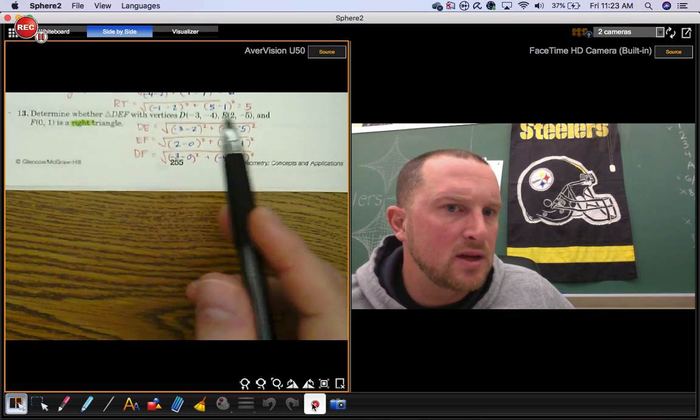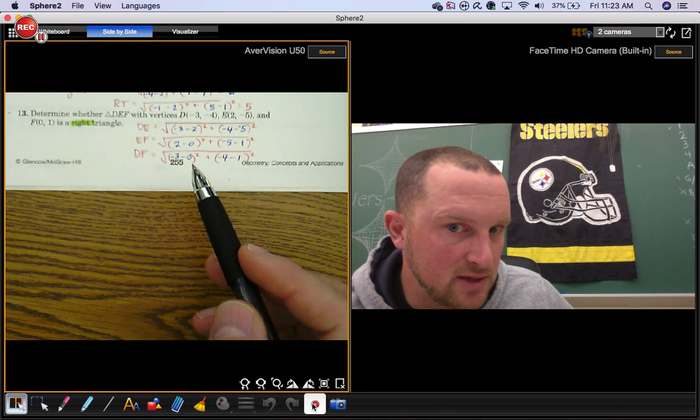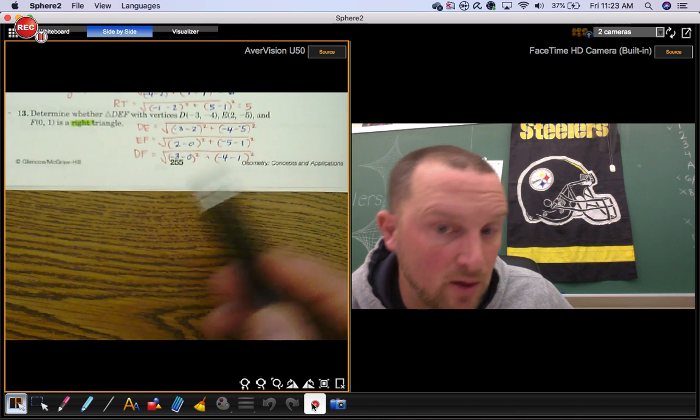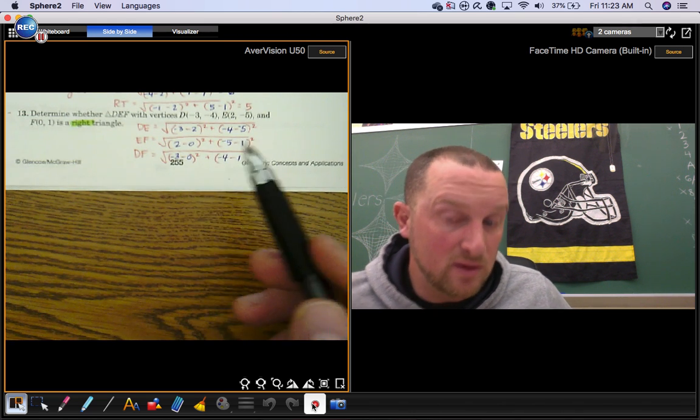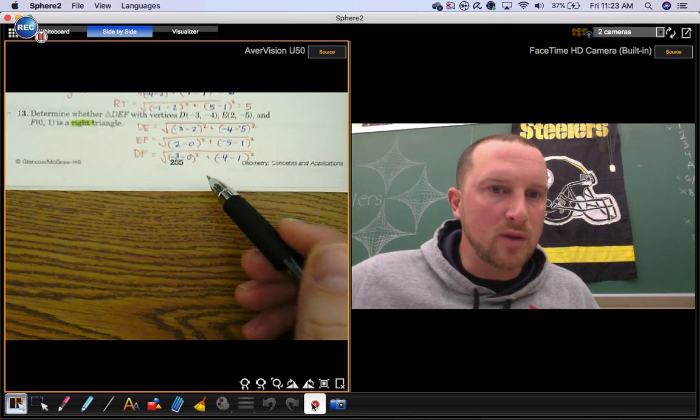Last one. Determine if this triangle is a right triangle. So again, let's find the lengths of those 3 segments. How are you going to know if it's a right triangle? Well, remember the converse of Pythagorean theorem? Do these three side lengths make a right triangle? So you're going to do these three problems, then you're going to do one of those converse problems.